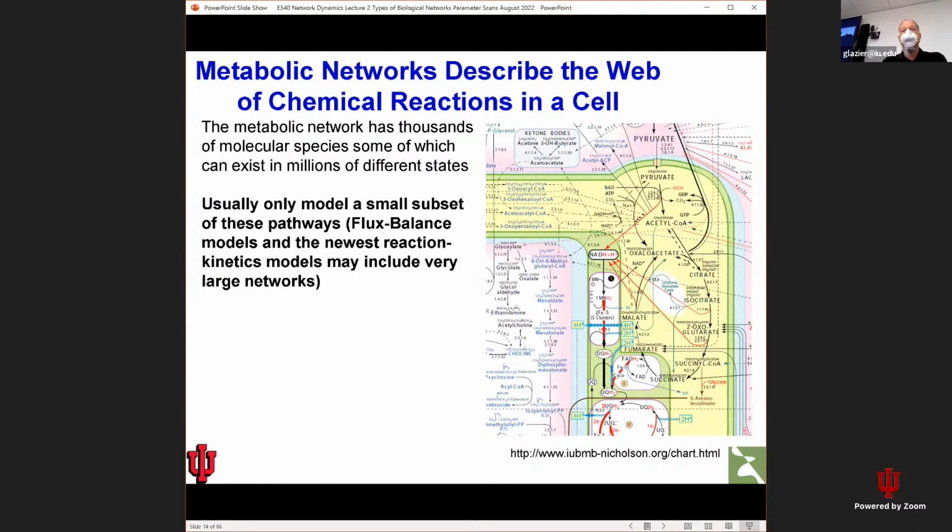One thing that you run into with metabolic networks, which we won't talk about at all in this class, and which happens a little bit with signaling networks as well, is that some of these molecular species can exist in lots of states. And the problem with that is that mathematically, each one of those states is a different equation.